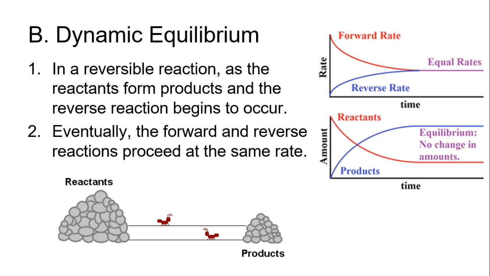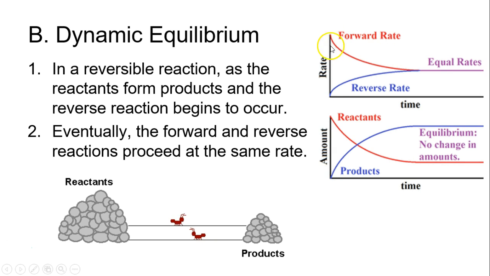Okay, now let's talk about another word that you need to know, and that is dynamic equilibrium. I guess that's two words. It's equilibrium that you need to know. In a reversible reaction, as the reactants form products and the reverse reaction begins to occur, what ends up happening is eventually the forward and the reverse reactions will proceed at the very same rate. We call that equilibrium.